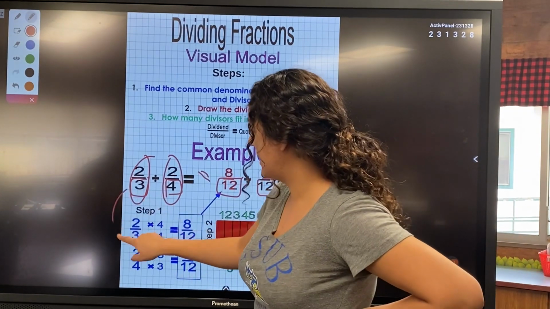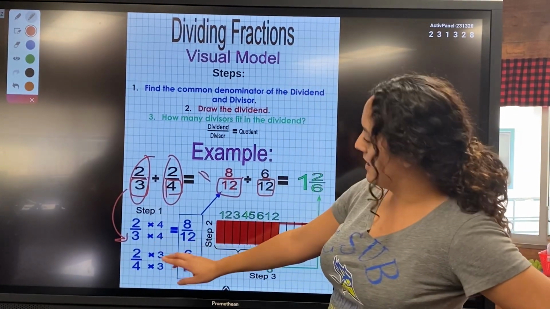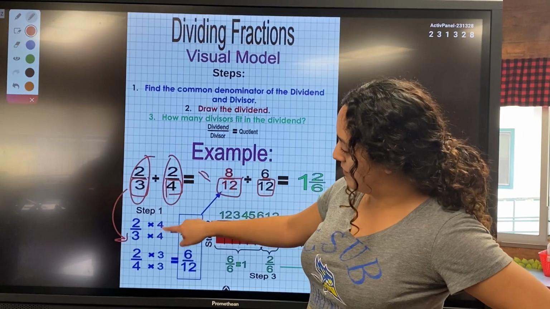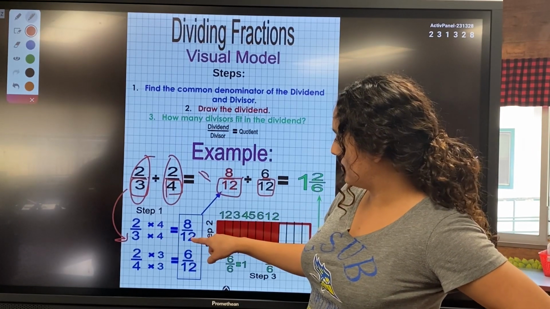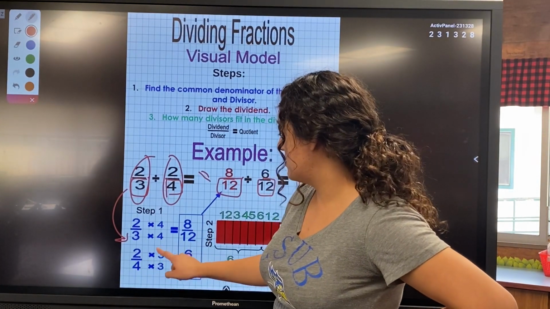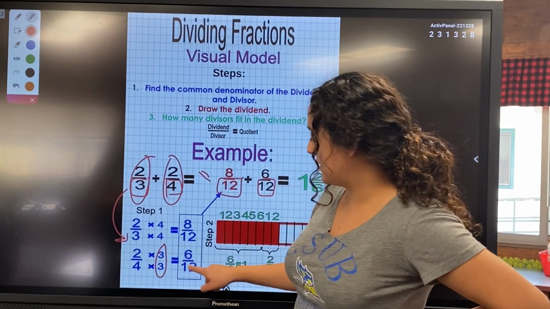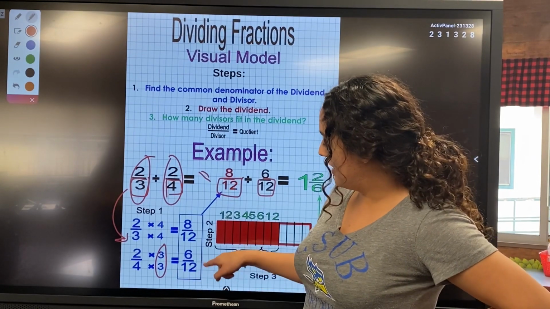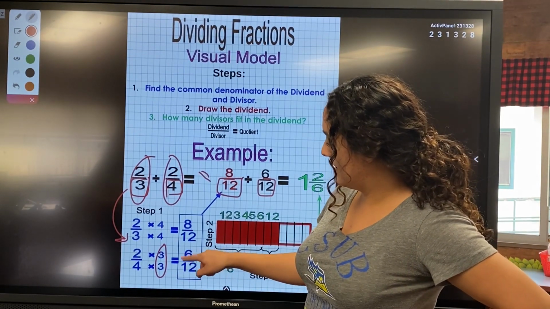So if you guys look right here, you multiply both the top and the bottom for 2/3 by 4 so that the denominator could be 12. And then right here we had to multiply by 3, 2/4 times 3 to get the denominator to 12, and then the numerator multiplying by 6.